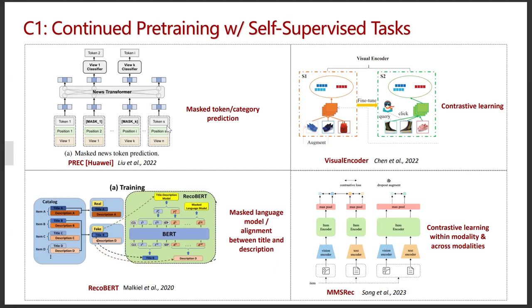These two works have been tested in ranking problems. So here, this work is from Alibaba. They have deployed these techniques in production and evaluated the effectiveness in their systems.